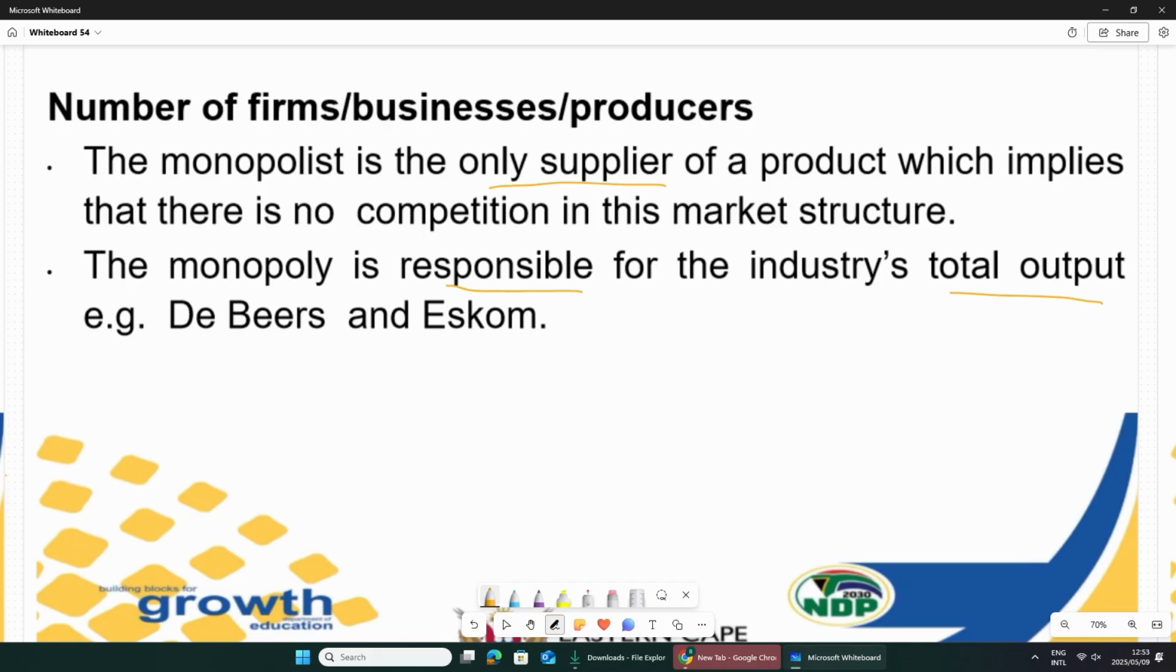For example, in South Africa we've got De Beers. It is the only firm or business that is allowed to exploit diamonds in South Africa. So it's the single supplier of diamonds. We also have Eskom, which is also the single supplier of electricity in South Africa.